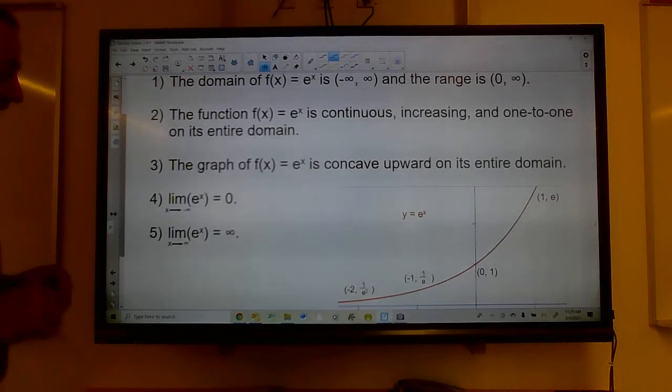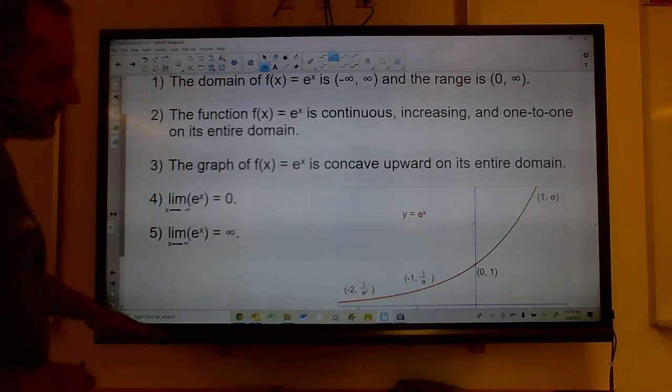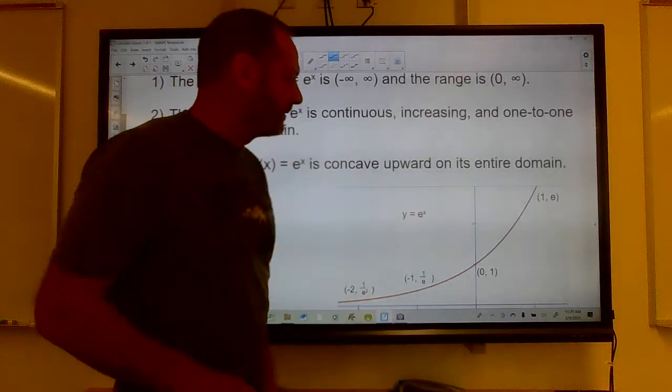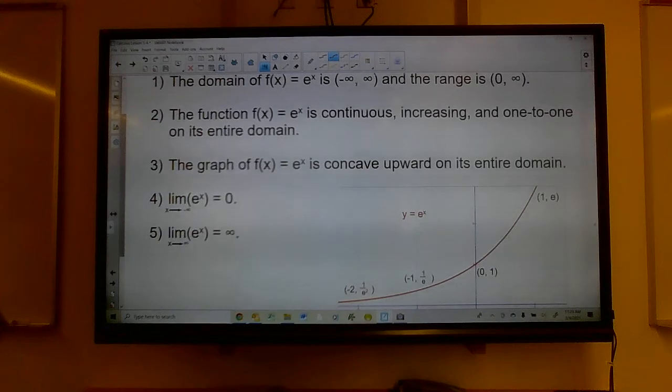The graph of f of x equals e to the x is concave upward, so you can see it curves, it gets steeper and steeper. Never quite gets vertical, though.